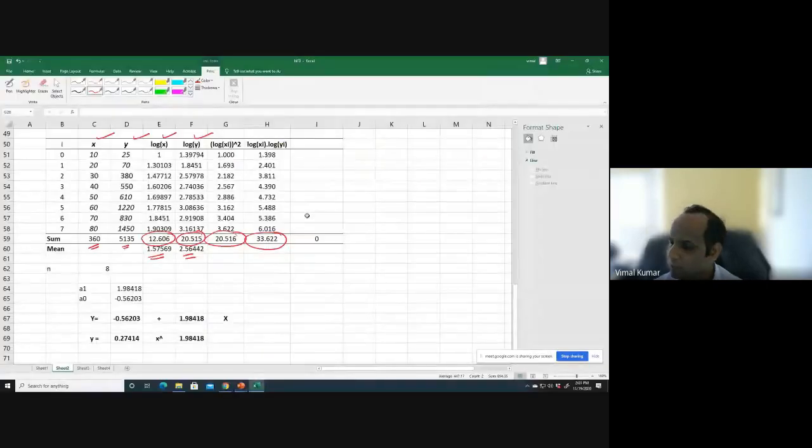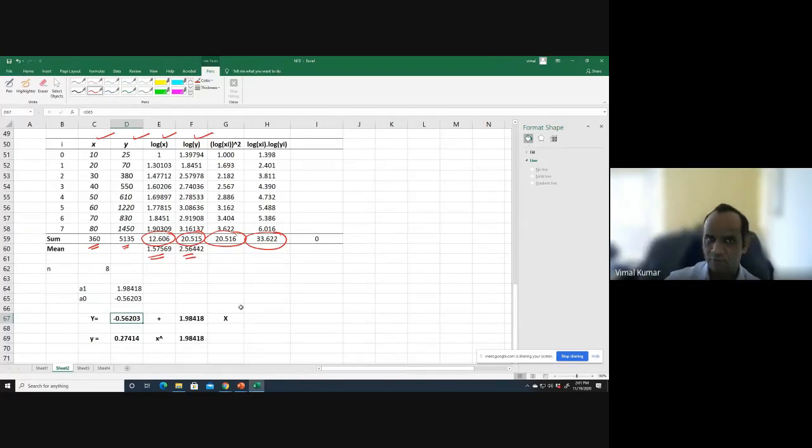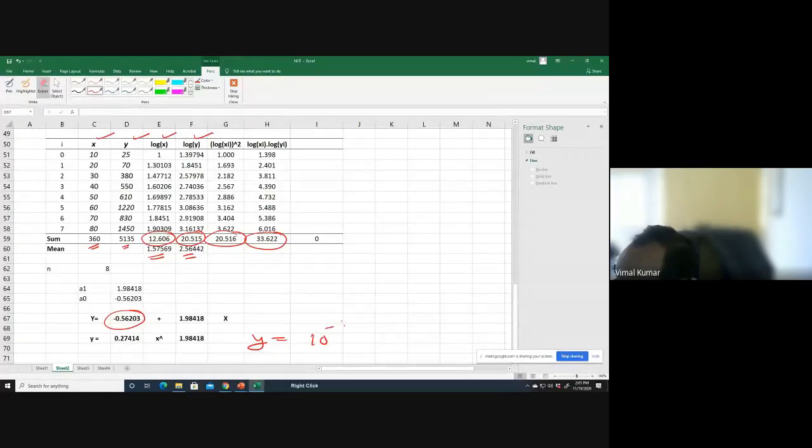So when I'm doing this, I have solved for this, I obtain a1 and a0 values. After calculation, I obtain minus 0.56203. I have put the formula, so I have minus 0.56 plus 1.98418x. And you know that this is the logarithmic form. I have to write it into the actual form. So if I rewrite it here, y is equal to, I have to take the anti-log of this value. If I'm taking the anti-log of this value, this is like 10 to power minus 0.56203. Okay, and x to power 1.98418.